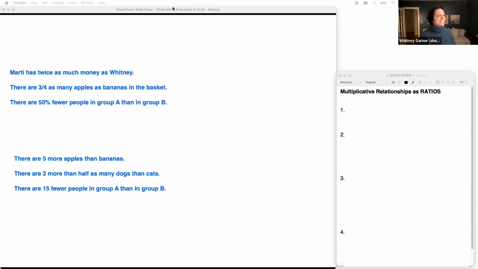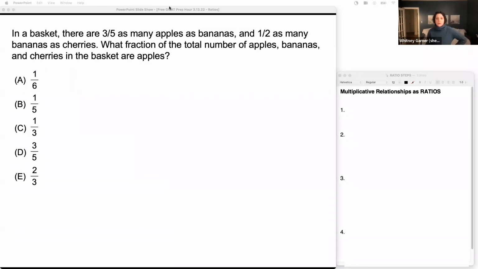Okay, so what I'd like for us to do is start with a piece of, oh, I lost it. Here we go. Let me give that back. So I'd like to start with a question and look at how we would go about treating this as a ratios problem.